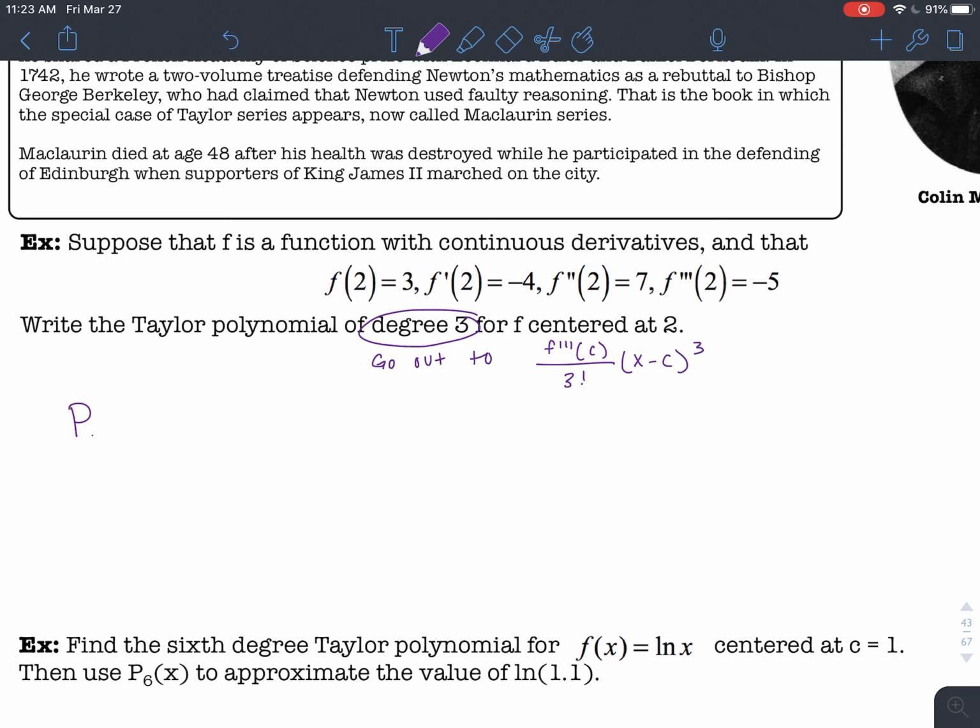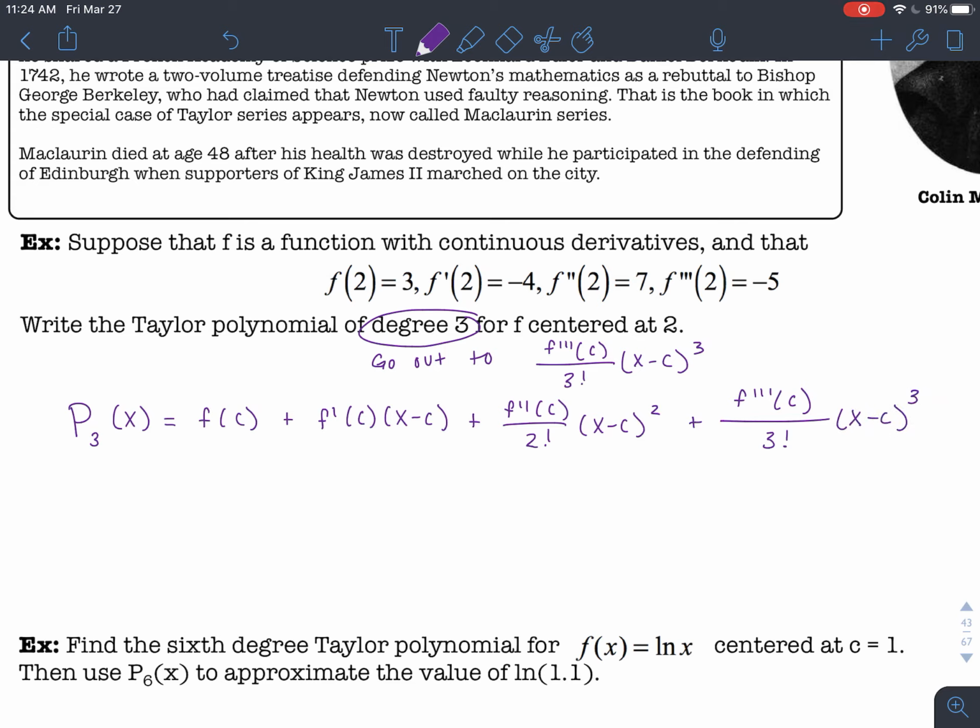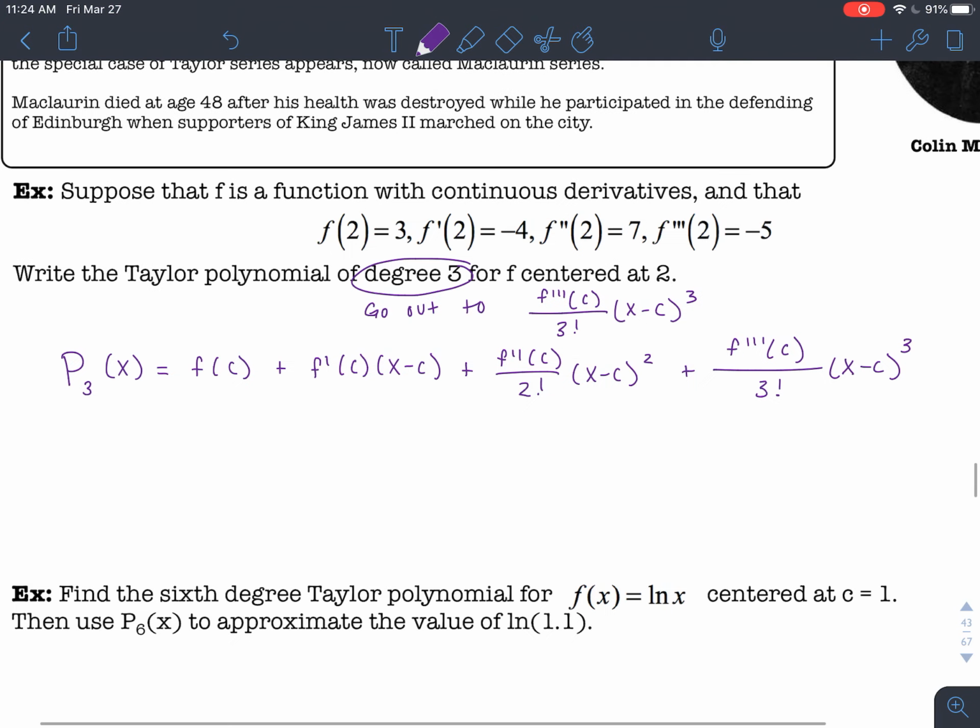So you could use that p notation from our definition. Some people also use t for Taylor, but we're just going to use p. So we want a third degree Taylor polynomial, so we're going to make that little subscript of 3. And that's going to be equal to f of c plus the first derivative of c times x minus c to the first power plus the second derivative of c over 2 factorial times x minus c squared plus the third derivative of c over 3 factorial times x minus c cubed. And then you're just going to plug in with what you know.